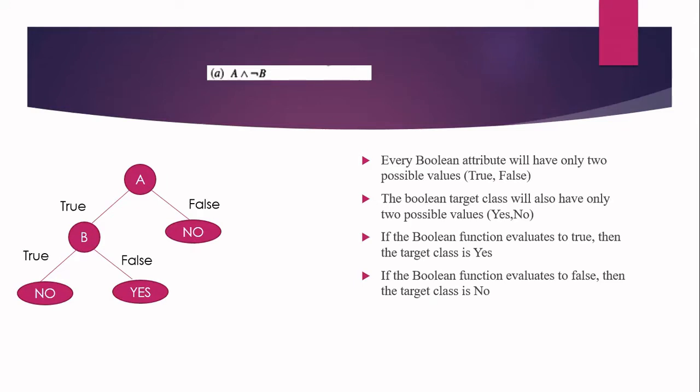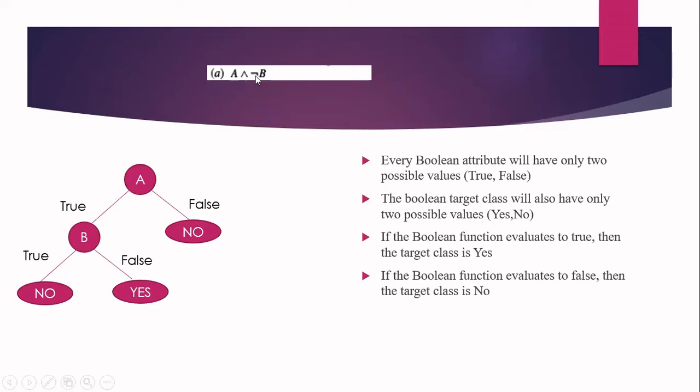So now, every Boolean attribute will have only 2 possible values, true or false. And here our target class is also a Boolean. It will have only 2 possible values, true or false. Here I'm going to represent them as yes or no. If the Boolean value evaluates to true, it will be represented as yes. That is, the target class is yes. If the Boolean value evaluates to false, then the target class is represented as no. Now let us see the decision tree for this particular example.